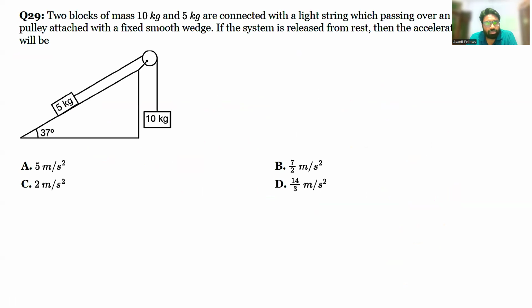Now, two blocks of mass 10 kg and 5 kg are connected with a light string which is passing over an ideal pulley attached with a fixed smooth base. If the system is released from rest, then the acceleration of the block will be. So here if I draw the forces on this block, let's say this is 10 kg. The weight of this block acts downward, and tension will be developed. The same tension will be developed over here also, because this pulley is ideal. So in that case, the tension on both sides of the pulley will remain the same, and the acceleration of the block is also the same.